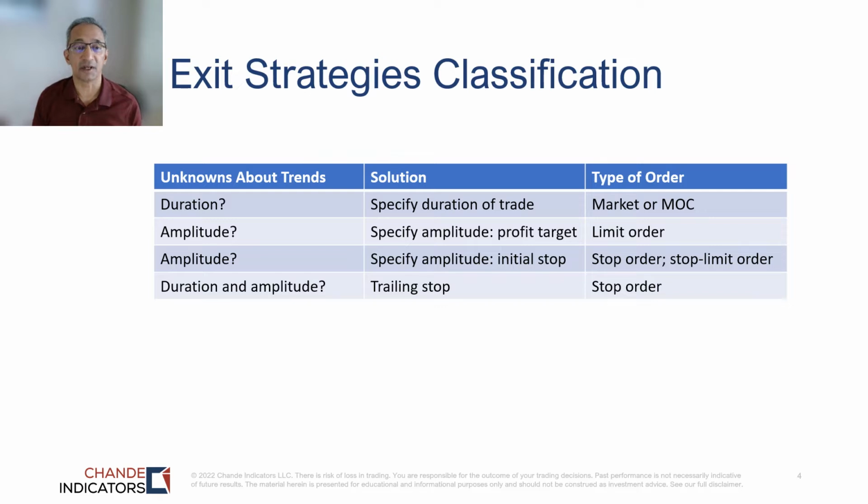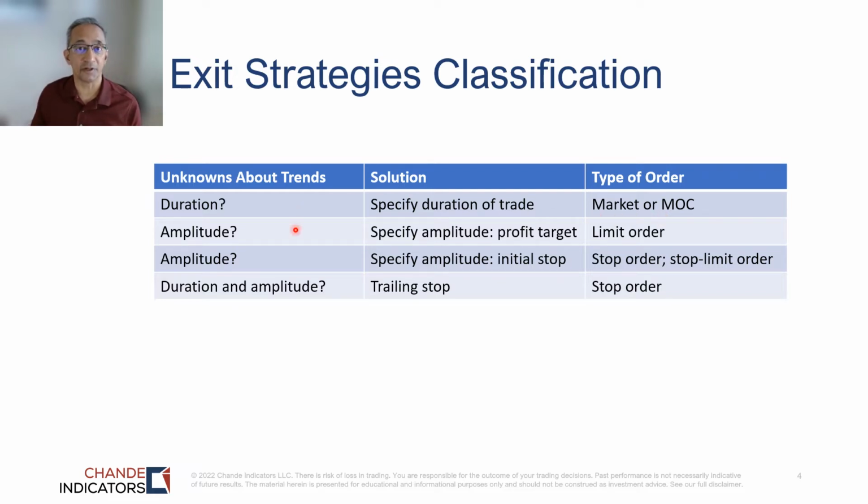So this is how we can classify exit strategies. We have three columns: what we don't know about the trend, how we can solve it by making an assumption, and how we can implement it using a particular type of order. So let's say we don't know what the duration is going to be. So we can make an assumption and say we'll exit after 5 days or X days. And we could implement that with a market order or a market on close order, for example.